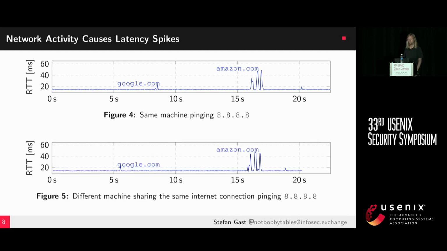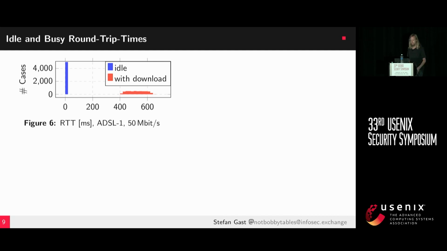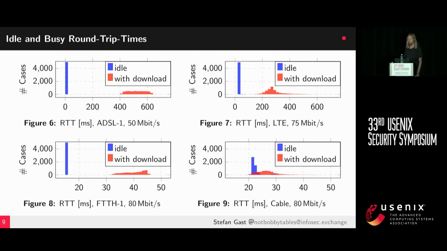This also happens if we use another machine connected to the same internet connection. It's almost identical. And this might already indicate that we can do some website fingerprinting with that. So we basically measured the round trip times for different internet connections while the connection was either idle or a download was running, and we were able to observe this difference for all these connections.